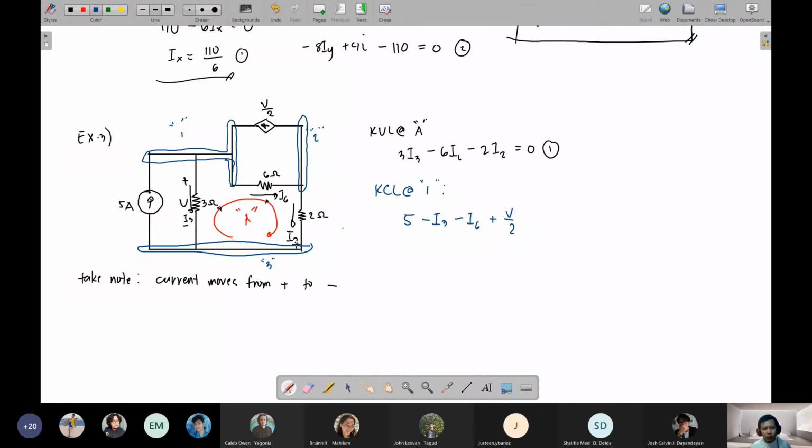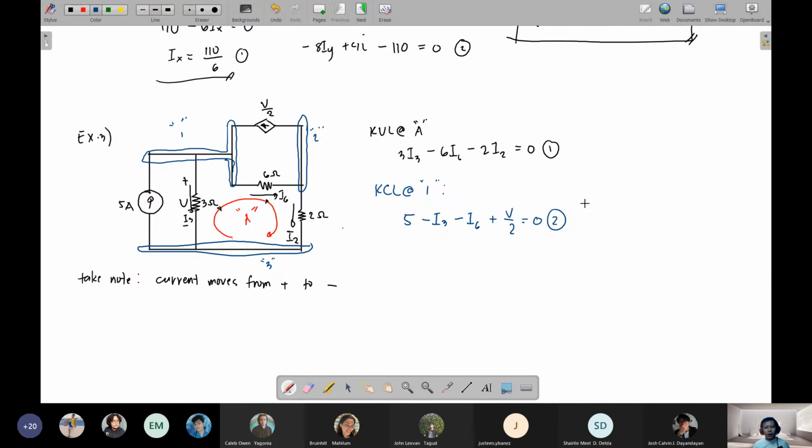How about I2? Take note, I2 is not connected to node 1, so you will not include that one. I say that because previously I've met students who included that current even though it's not connected to that node. Only those that are connected to the node. For this one, there are no more other connections, therefore equate to 0. So this will be your equation 2.